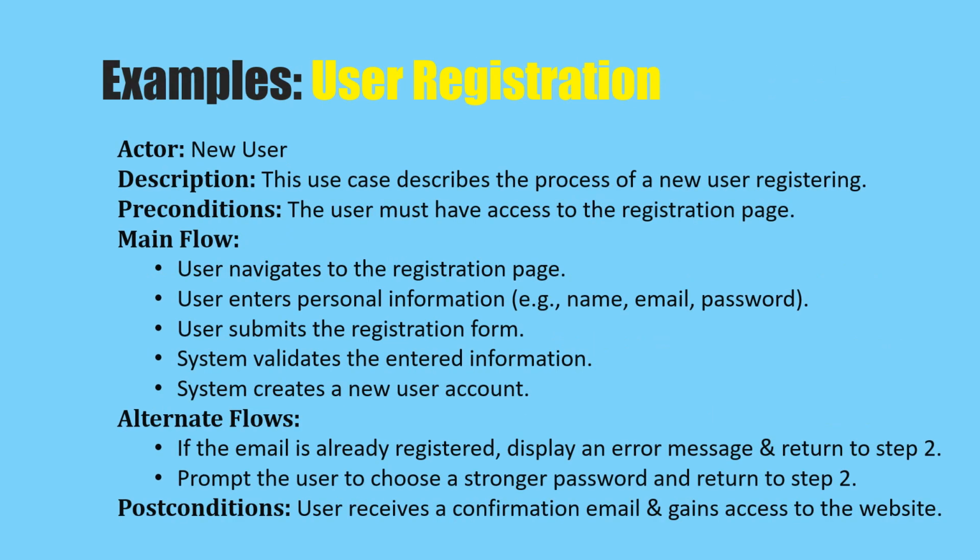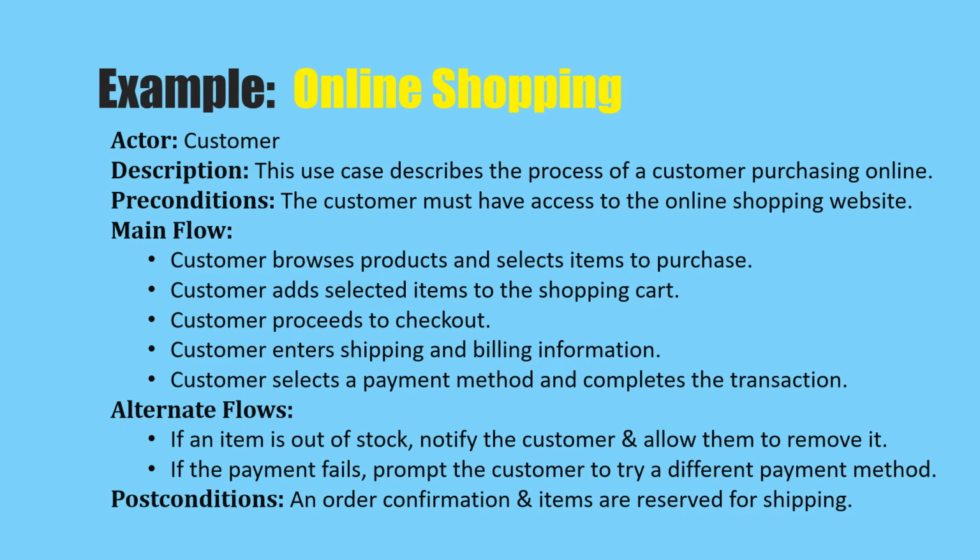This is an example use case, a registration example. You just stop the clip and you can go through this, and it has alternative flows, postconditions, main flows, and all. They have it step by step. And then another example, online shopping, and they have similar headings: main flow, actor flows, and preconditions.